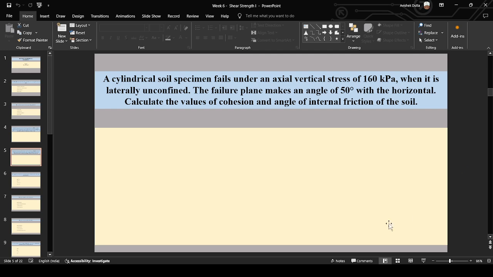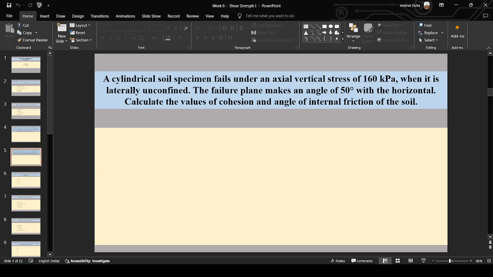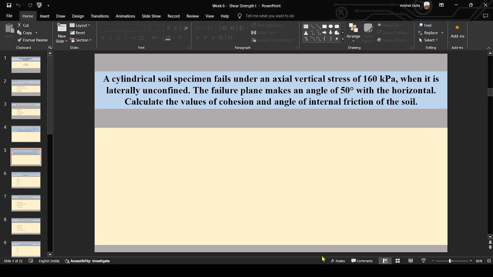I'll repeat the question once. A cylindrical soil specimen fails under an axial vertical stress of 160 kilopascal when it is laterally unconfined. The failure plane makes an angle of 50° with the horizontal. Calculate the values of cohesion and angle of internal friction of the soil. Okay. Next question.